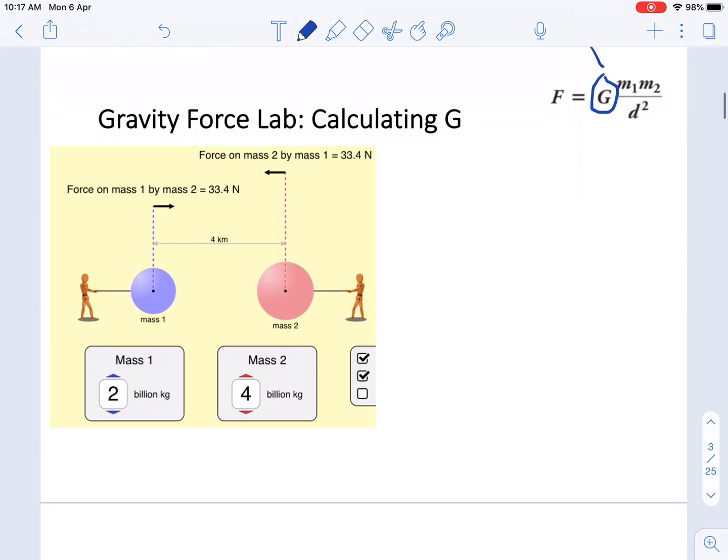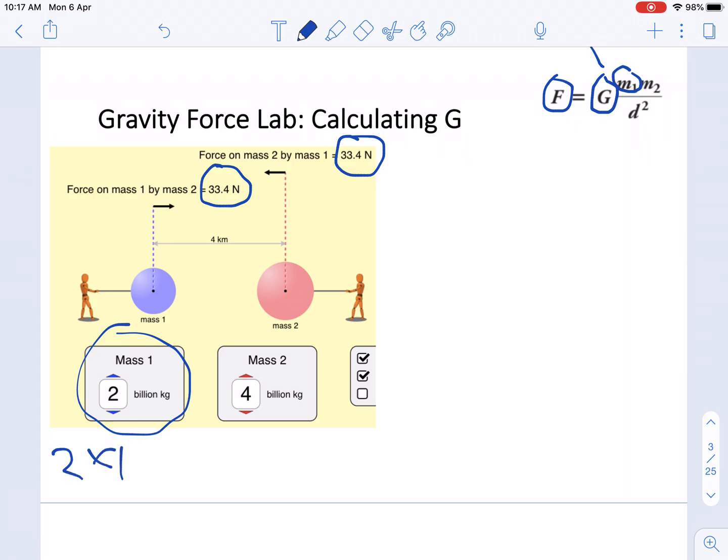So to plug in the numbers, the force, F, is right here, 33.4 newtons. And again, I know force seems to be given twice, but notice that it's always the same number, right? The force is always equal, so that's what we'll use there in newtons. Mass 1, you can see right here, is 2 billion kilograms. I'm going to rewrite that as 2 times 10 to the 9th kilograms. That's billion right there.